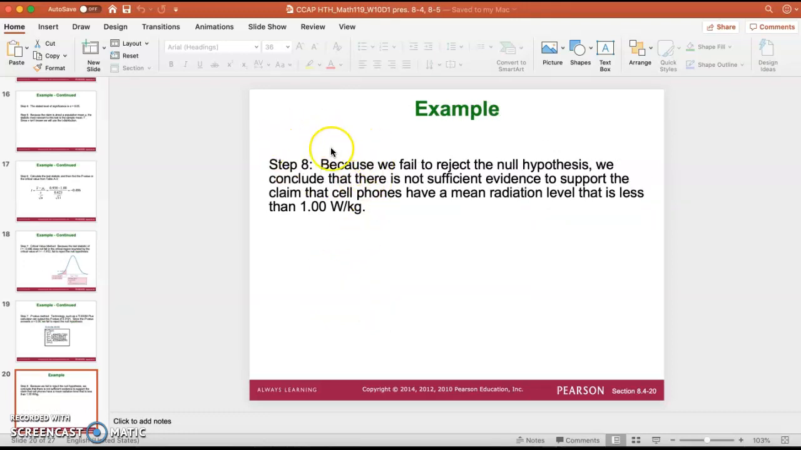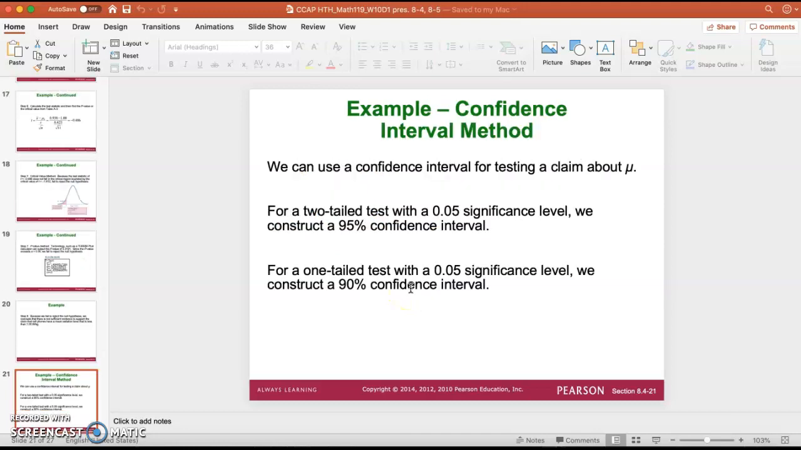So we turn all of that into context with non-technical terms. Because we fail to reject the null hypothesis, we conclude that there is not sufficient evidence to support the claim that cell phones have a mean radiation level that is less than 1 watts per kilogram. All right, and I'm going to stop there to finish up in the next part.